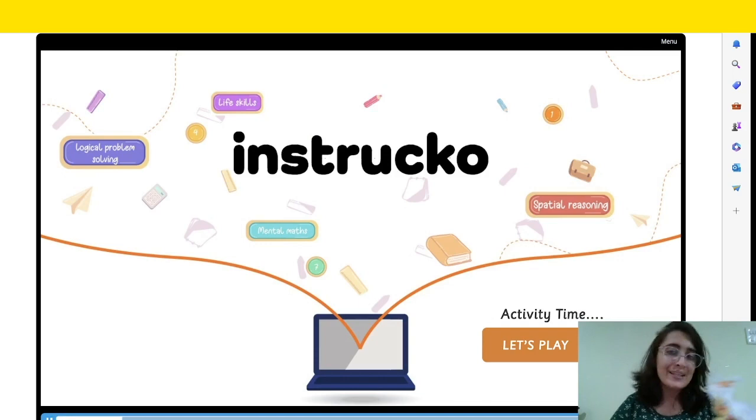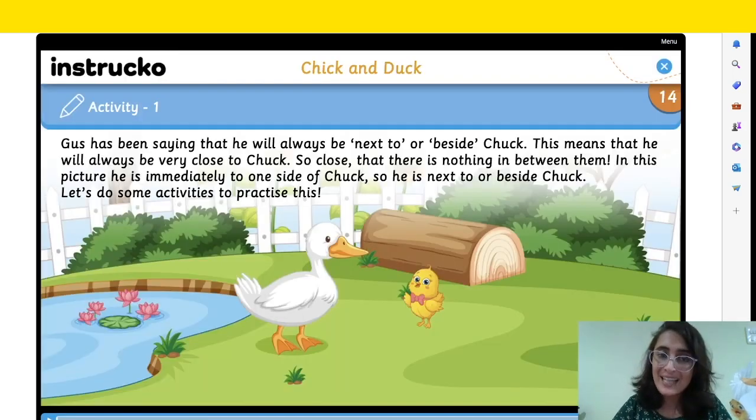Now it's activity time. So let's start with our first activity. See, Gus has been saying that he will always be next to or beside Chuck in every problem. During every problem, Gus promised Chuck that he will always be next to or beside Chuck, right? This means that he will always be very close to Chuck, because to be next to or beside, he has to be close to Chuck. So close that there is nothing between them. Gus will have to be so close to Chuck that there is nothing between them.